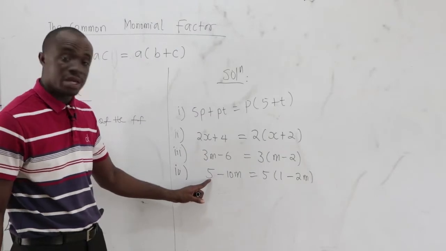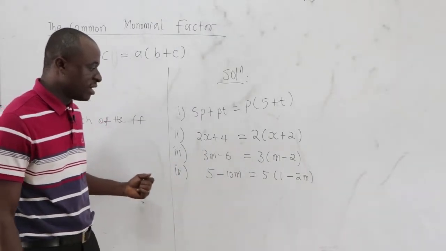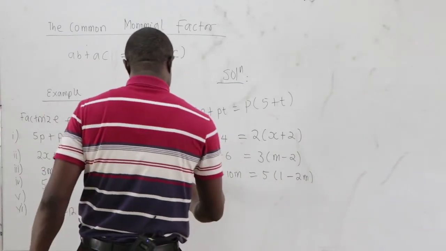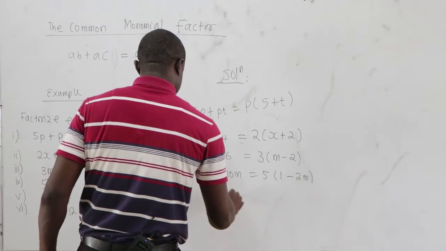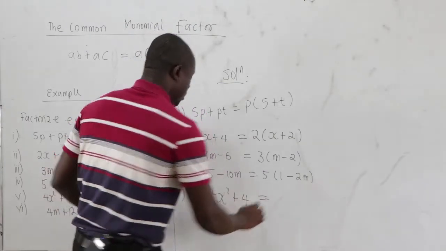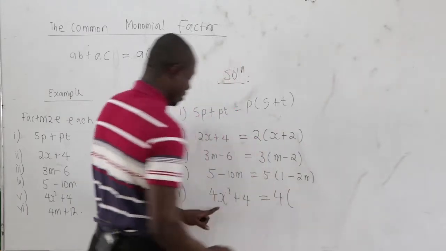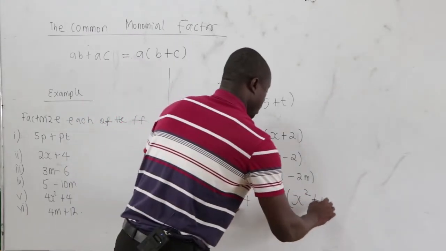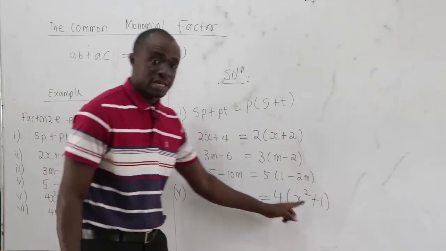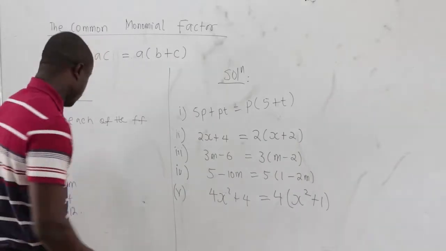Why? This is 5 times 1, and 5 times 2, so we can bring the 5 out. Now let's see the fifth one. We have 4x squared plus 4. Here clearly there's 4 here, there's 4 there, so we can bring the 4 out. When we bring the 4 out, what is left? We have x squared plus 1. So 4 times x squared gives us 4x squared, and 4 times 1 gives us 4.